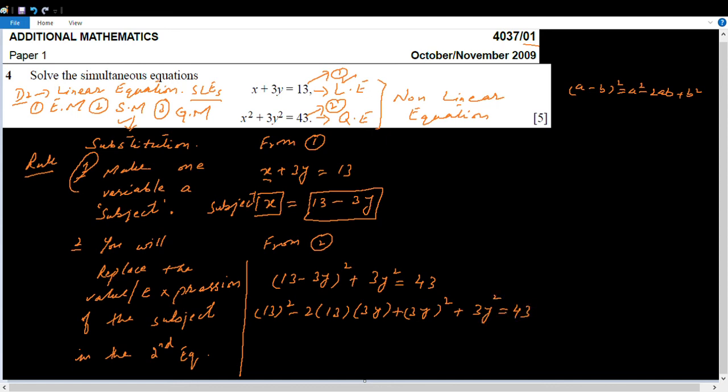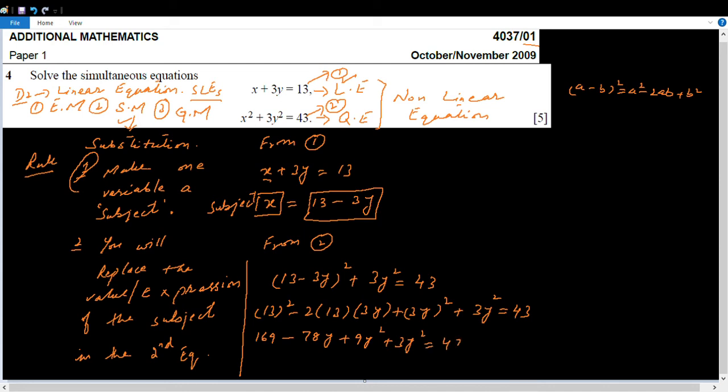Now when I further simplify it, it becomes 169 − 13 × 2 × 3, which is equal to 78y, plus 9y² plus 3y² equals 43.